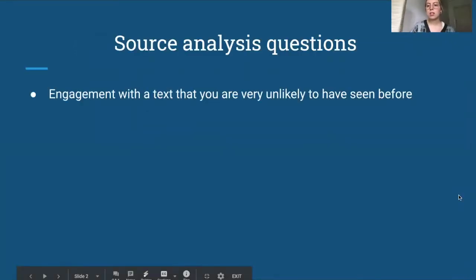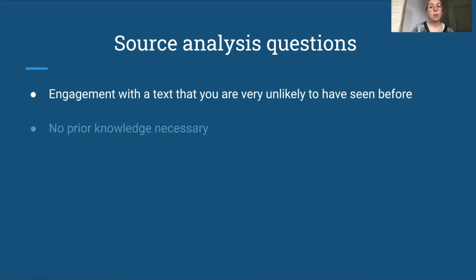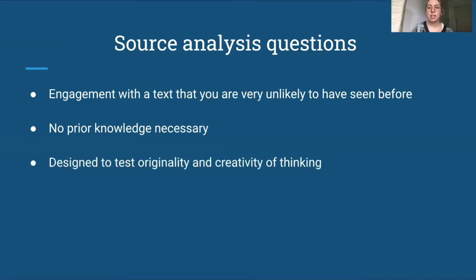Source analysis questions. So for the history aptitude test, you will be asked to engage with a text that you are very unlikely to have seen before. This is purposeful. It means that everybody sitting the exam is very, very likely to go in on a level playing field. There isn't any specific information or facts or content that you can revise that's really going to help you in this regard. In fact, with the history aptitude test, if you do include information that you knew prior to the exam, you won't be awarded on it. Again, no prior knowledge is necessary, and this is really an opportunity to test your originality and creativity of thinking.